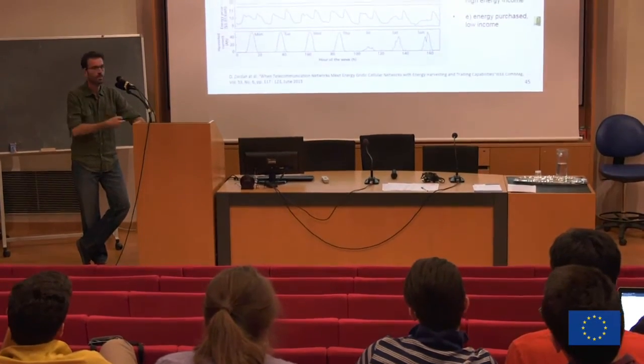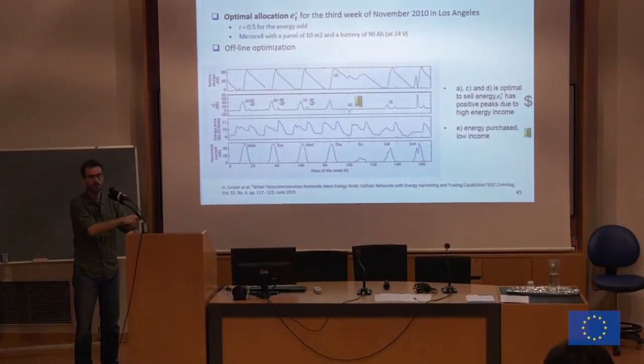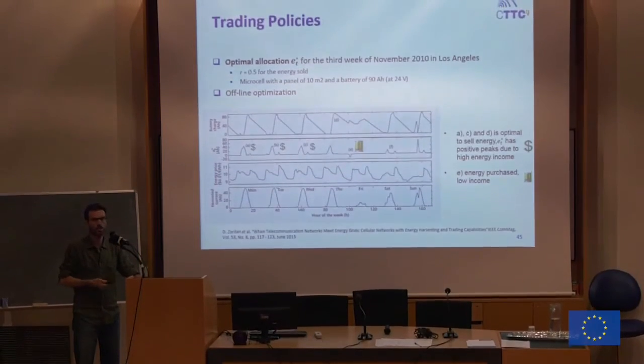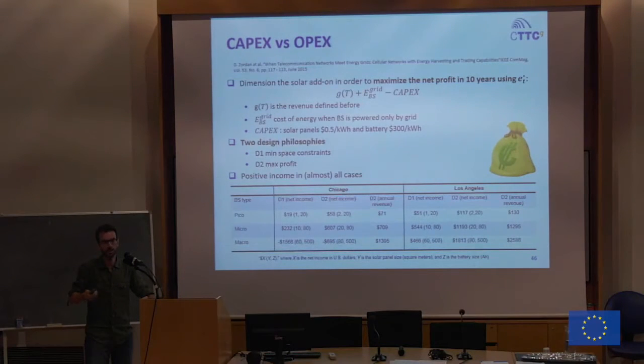The idea is that here we are using dynamic programming, so we are doing it offline. We know all this information in advance. So this is an estimation, not an online optimization. We know the traffic in advance, and we are just making a feasibility study to understand how feasible it is in economic terms to install these harvesters and batteries in the base station. But probably in the next part, I will also discuss the online part.